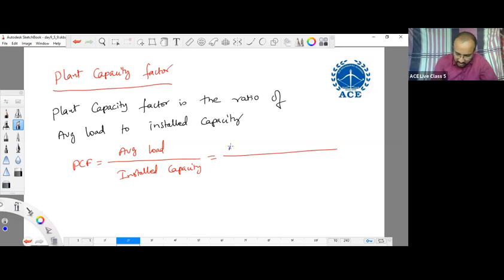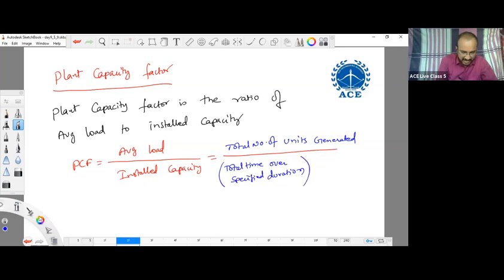Average load is nothing but the total number of units generated by the total time over the specified duration. So this is the formula for average load. And in the denominator, additionally, we have the installed capacity. So the additional term we have in the denominator is installed capacity.